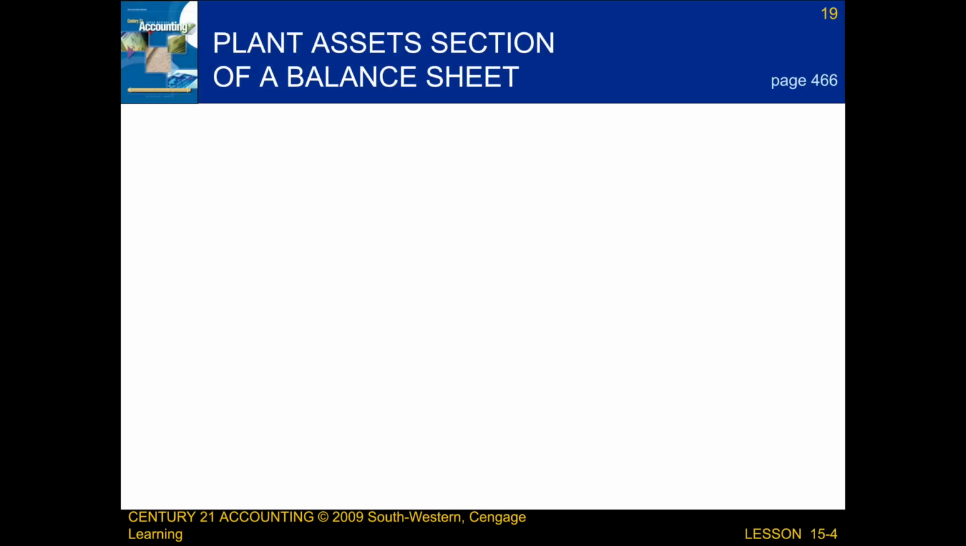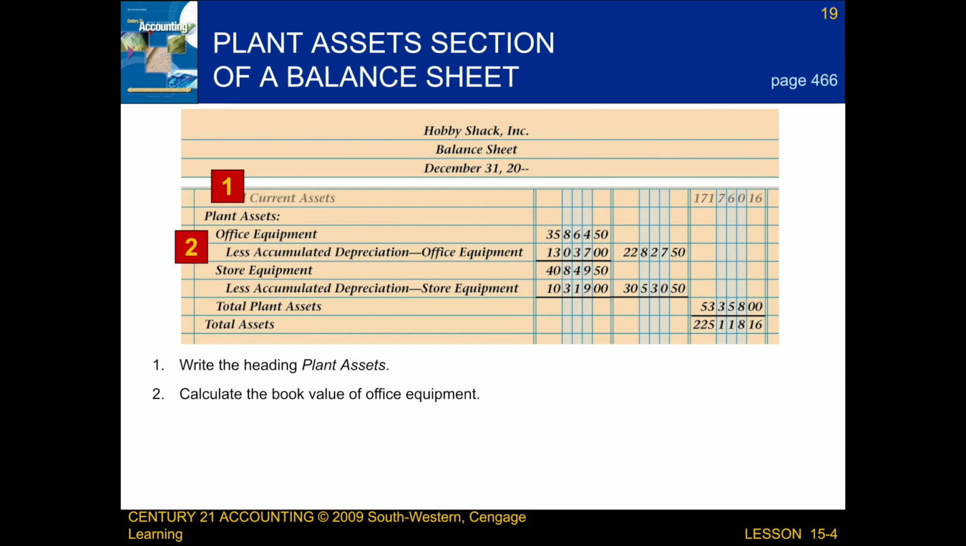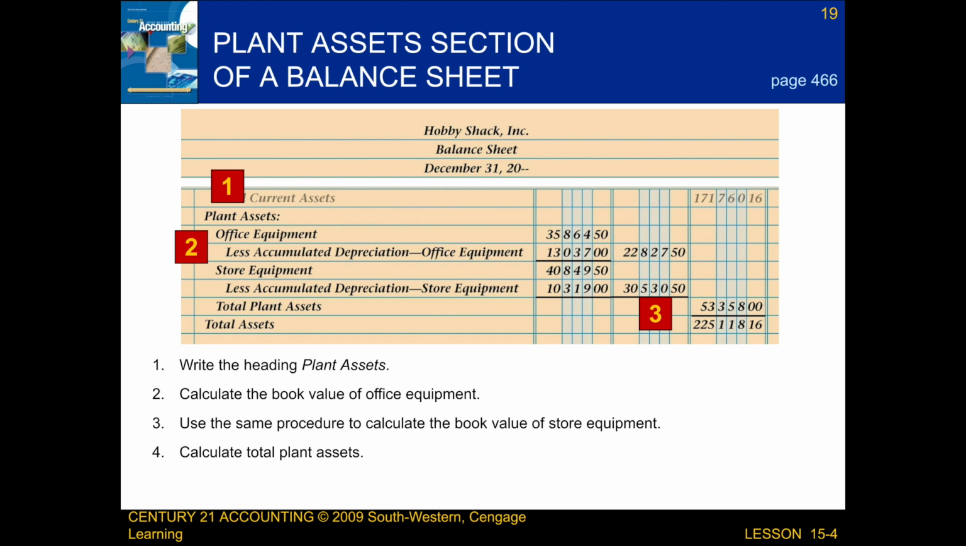Okay, next we're going to be talking about preparing the plant assets section of a balance sheet. So when we prepare the plant assets section of a balance sheet, there are multiple steps that we have to follow in order to complete this process. First, we write the heading, which is plant assets. Next, we calculate the book value of office equipment. After that, we use the same procedure to calculate the book value of store equipment. Following that, we calculate the total plant assets. And finally, we calculate the total assets.